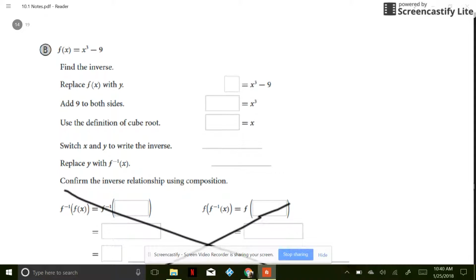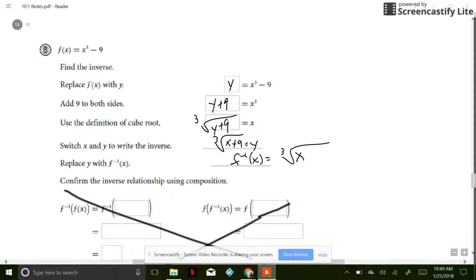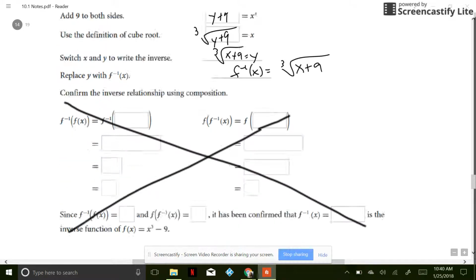We're going to work through this one together. So we've got f of x equals x cubed minus 9. First thing we do, replace f of x with y. Now we add 9 to both sides. Now we take the cube root. We switch the letters. And then we rewrite it as f to the negative 1 of x is equal to the cube root of x plus 9.